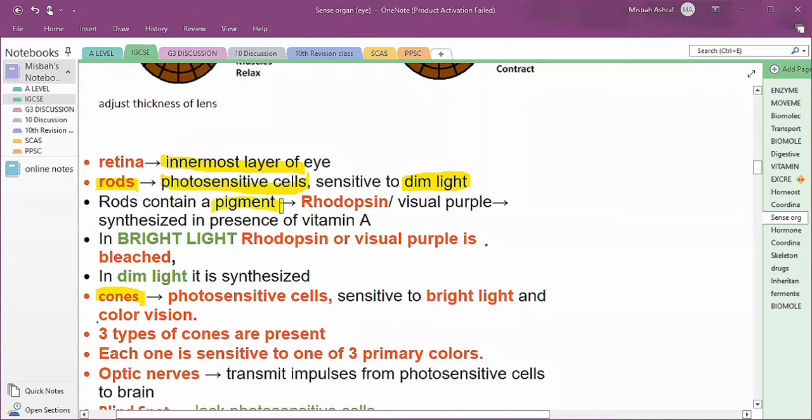अब उस time में क्या होता है? There is a pigment present into the rods which is known as the rhodopsin. ठीक है, इसको हम visual purple भी बोलते हैं. This is synthesized in the presence of vitamin A. When we enter into the dark room, तो हमारा क्या होता है? Rhodopsin is actually synthesized. वो सिंथेसाइज होता है in the presence of vitamin A, और इसको सिंथेसाइज होने में थोड़ा सा टाइम लगता है, या few seconds आप कह लें, few minutes लगते हैं, which are taken up by the eyes to see the things in dark.